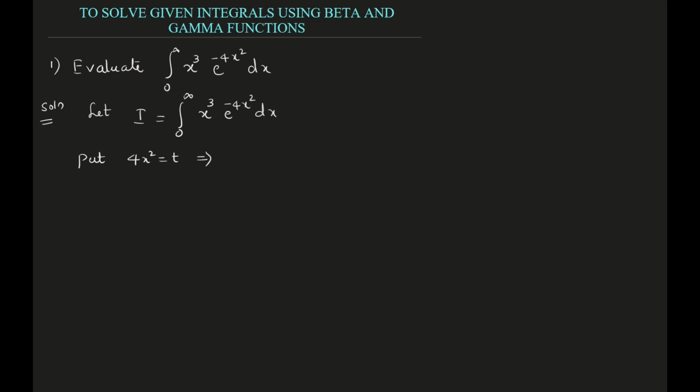I want only the x term. So x square is t by 4. So this implies x is equal to square root of t divided by 2. And I have dx here. Therefore, when you differentiate, dx is equal to 1 by 2 times the differentiation of root t, which is 1 by 2 root t, times dt. That is nothing but dt divided by 4 root t, or you can say 1 by 4 root t into dt. Okay, dx equal to.